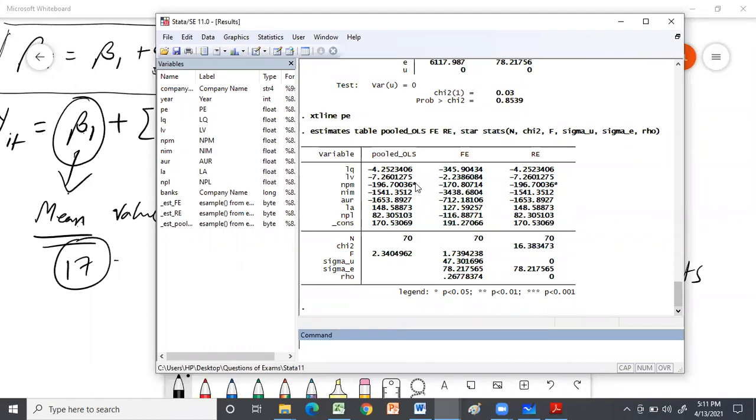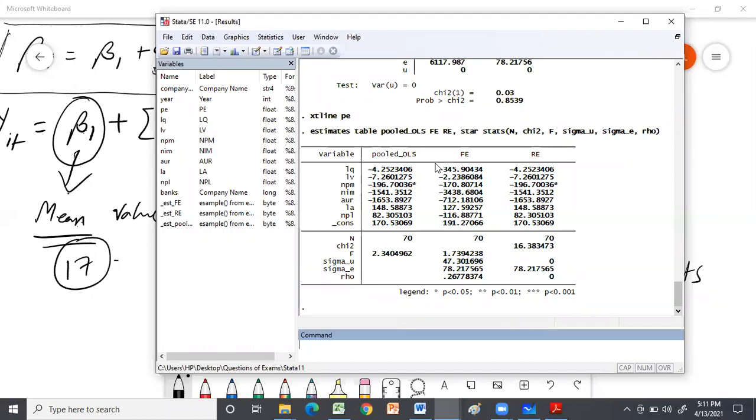Observe the result: NPM's coefficient under the pooled OLS is given as minus 196.70036, so there is only 1 star given. It is statistically significant at the 5% level. This same coefficient value is also found significant under the random effect model, but under the fixed effect, none of the coefficients is found statistically significant.